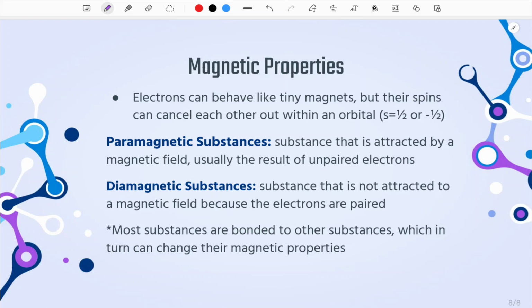And it's just saying that most substances are bonded to other substances. So these magnetic properties are going to change as you add more compounds and more atoms and different things together as they're bonding and going through chemical and physical reactions.